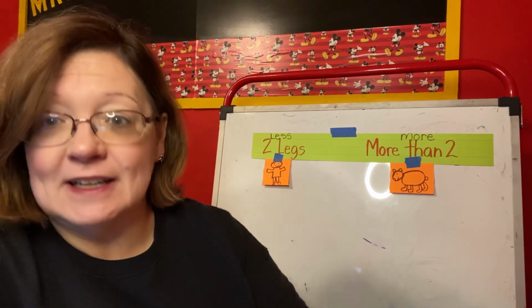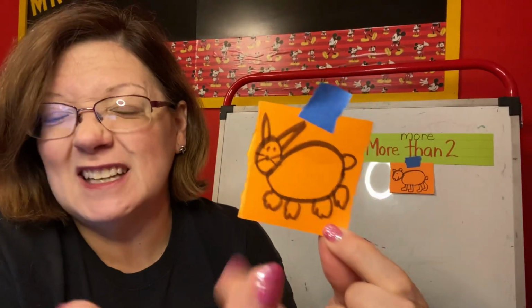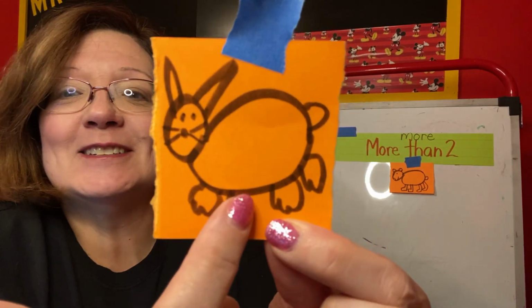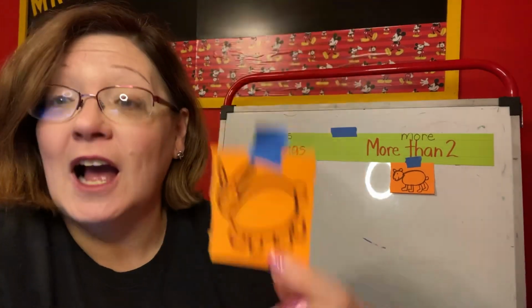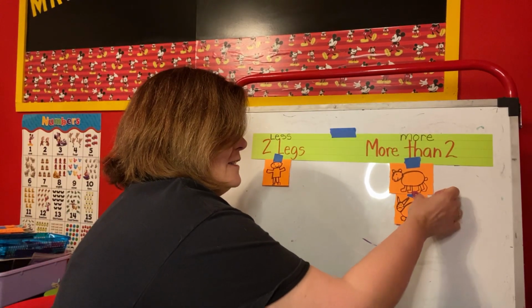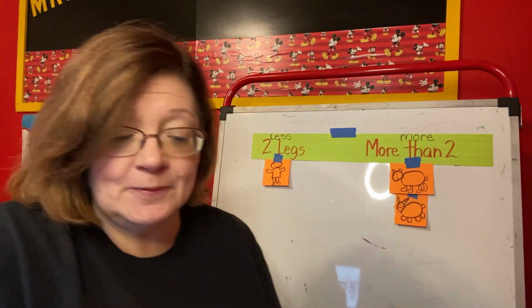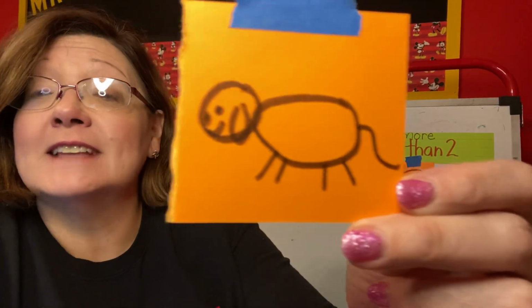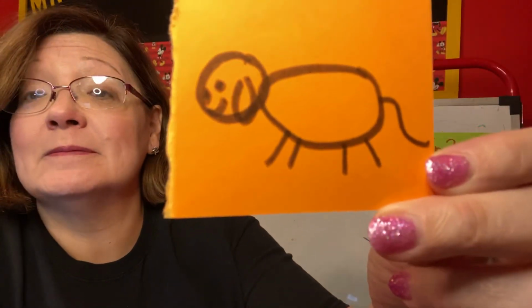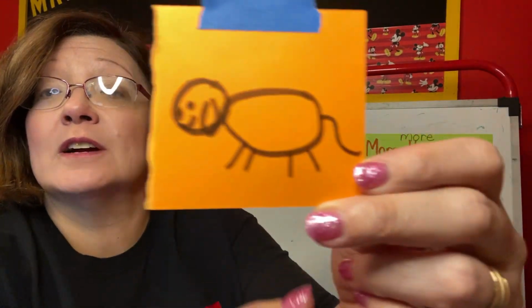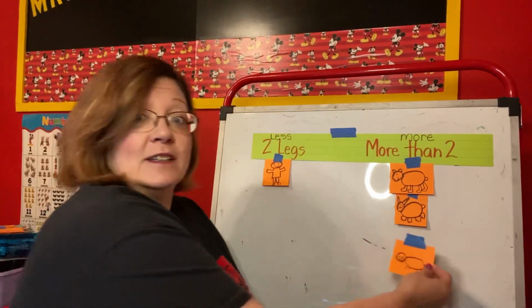Let's see, what are we going to have next? A bunny wabbit. Let's count the legs. Or we should say feet, you know, because I don't know. I mean, they're legs. 1, 2, 3, 4. 4 for the bunny rabbit. So it goes over here. Okay, now they have 2. That's supposed to be a puppy dog. Okay, let's count the legs. 1, 2, 3, 4. 4 legs. That goes over here on this side.